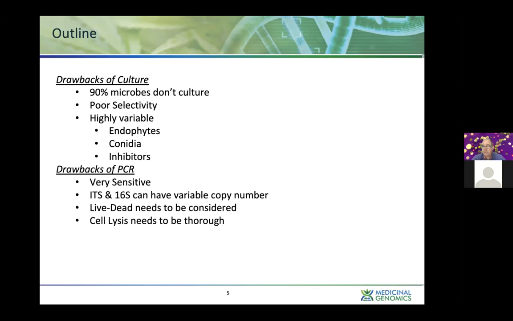There is poor selectivity with culture, in that the conditions you need to grow yeast and mold often grow bacteria. And if you ever want to use antibiotics to get rid of the bacteria, you're often inhibiting the mold. We'll show you some data on that in a few slides forward. Plating is highly variable. It's more so variable in yeast and mold than it is on bacteria. And we'll show you why.